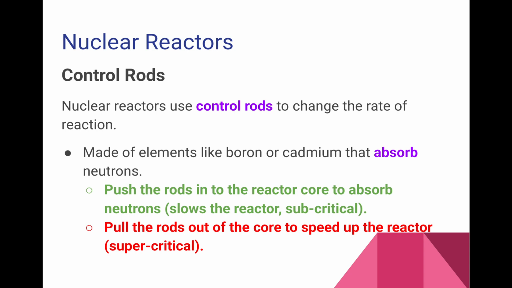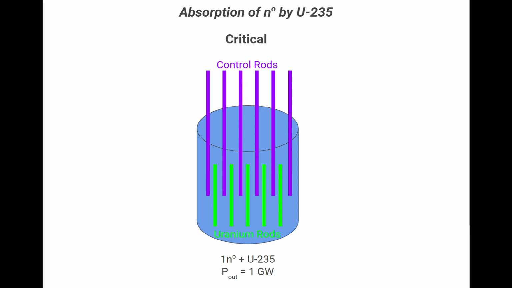But maybe if the reactor is starting to go too subcritical, or maybe you need it to speed up and have more reactions happening, you want a little bit of supercritical happening, then you could pull the rods back out a bit. Kind of a visual way of seeing this would be like this.